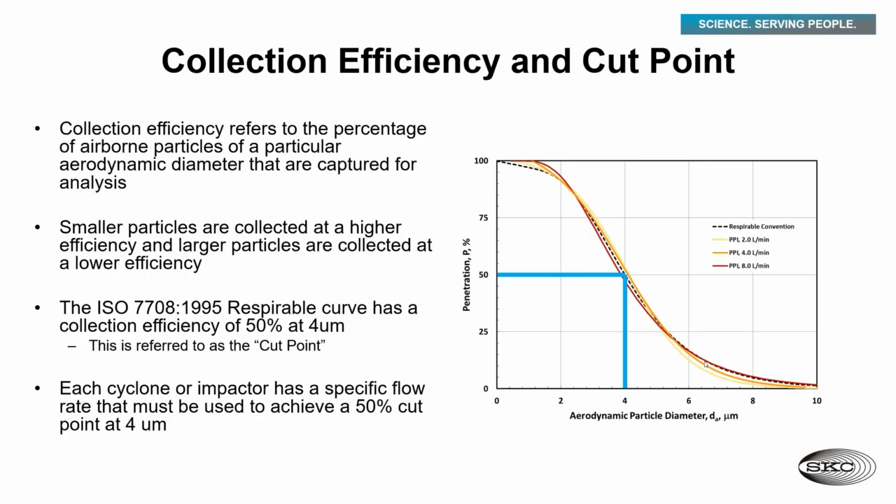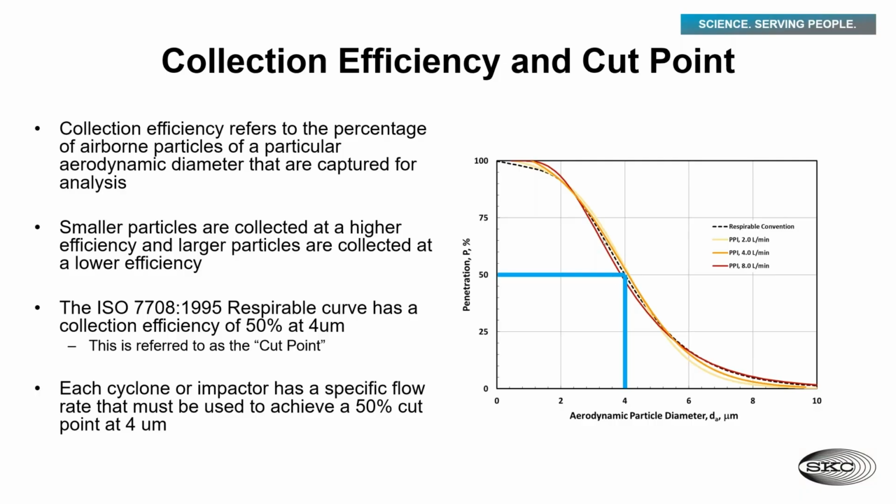And so let's talk briefly about collection efficiency and what that means. If you look at this graph, the dotted line is the ISO 7708 1995 respirable curve. You'll notice along the way that there are different efficiencies at which these particles are being collected. We're going to start at 4 microns because this is what matters when it comes to what we're talking about. At 4 microns, our samplers, whether you're using a cyclone or a PPI, are collecting 50% of particles that are 4 microns.